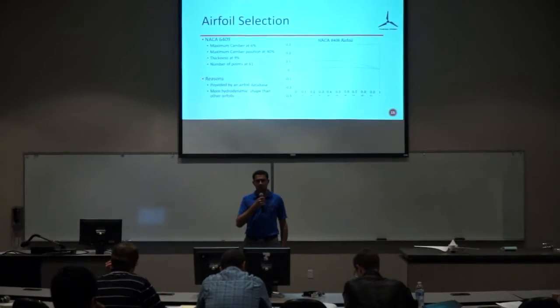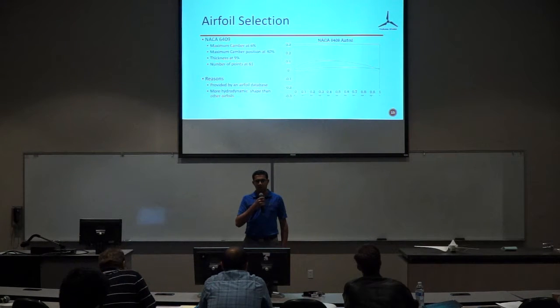Moving on to the airfoil selection, the team chose to use the NACA 6409 airfoil. It is sketched on the figure to the right. The maximum camber is at 6%, maximum camber position is at 40%, and thickness is at 9%. The number of points we chose to use is 61. The points when connected form a spline. The reasons we chose this airfoil is because it was already provided on an airfoil database, and it has a more hydrodynamic shape than other airfoils in the sense that it generates a higher lift coefficient than thicker airfoils.